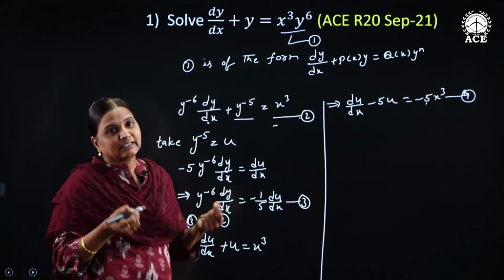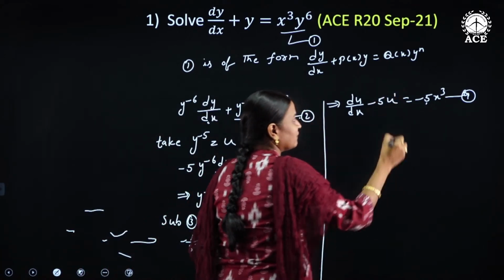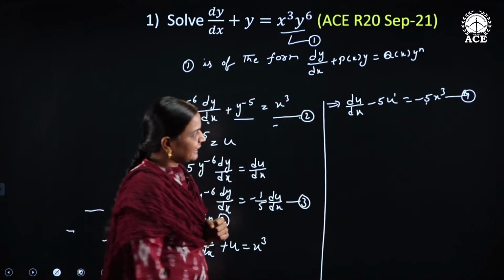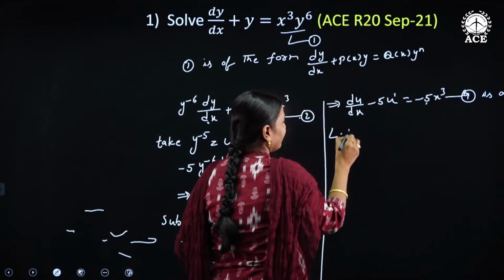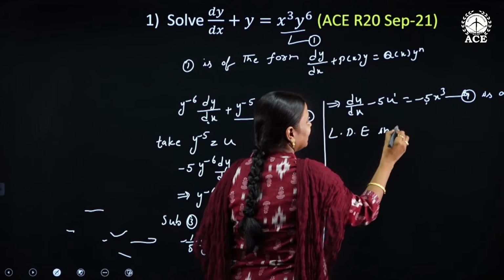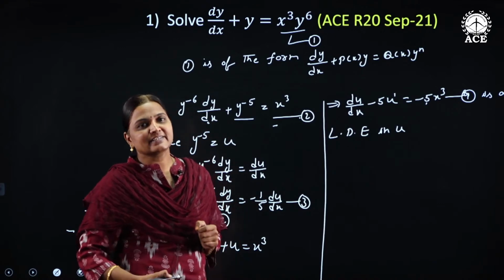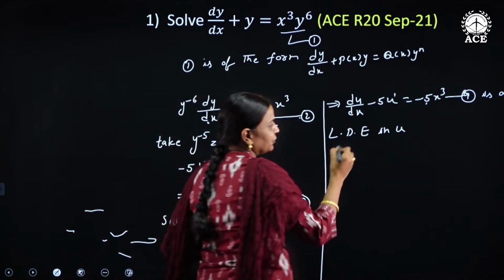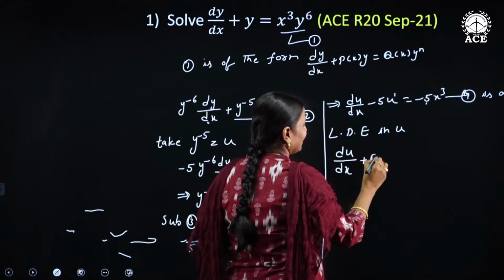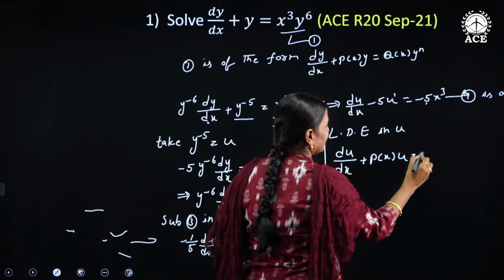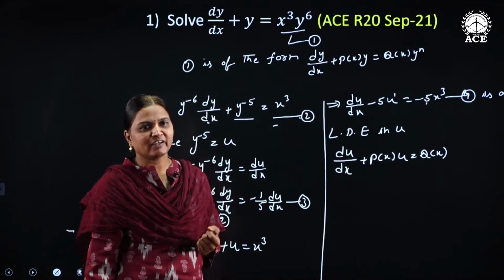Again identify the nature of the differential equation. Now here the variable u appears with the power 1. So therefore it is a linear differential equation. This equation 4 is a linear differential equation in which variable? u. When it is a linear differential equation in u, write its standard form. What is the standard form? It is of the form du by dx plus p of x into u is equal to q of x. This is the standard form of a linear differential equation in u.